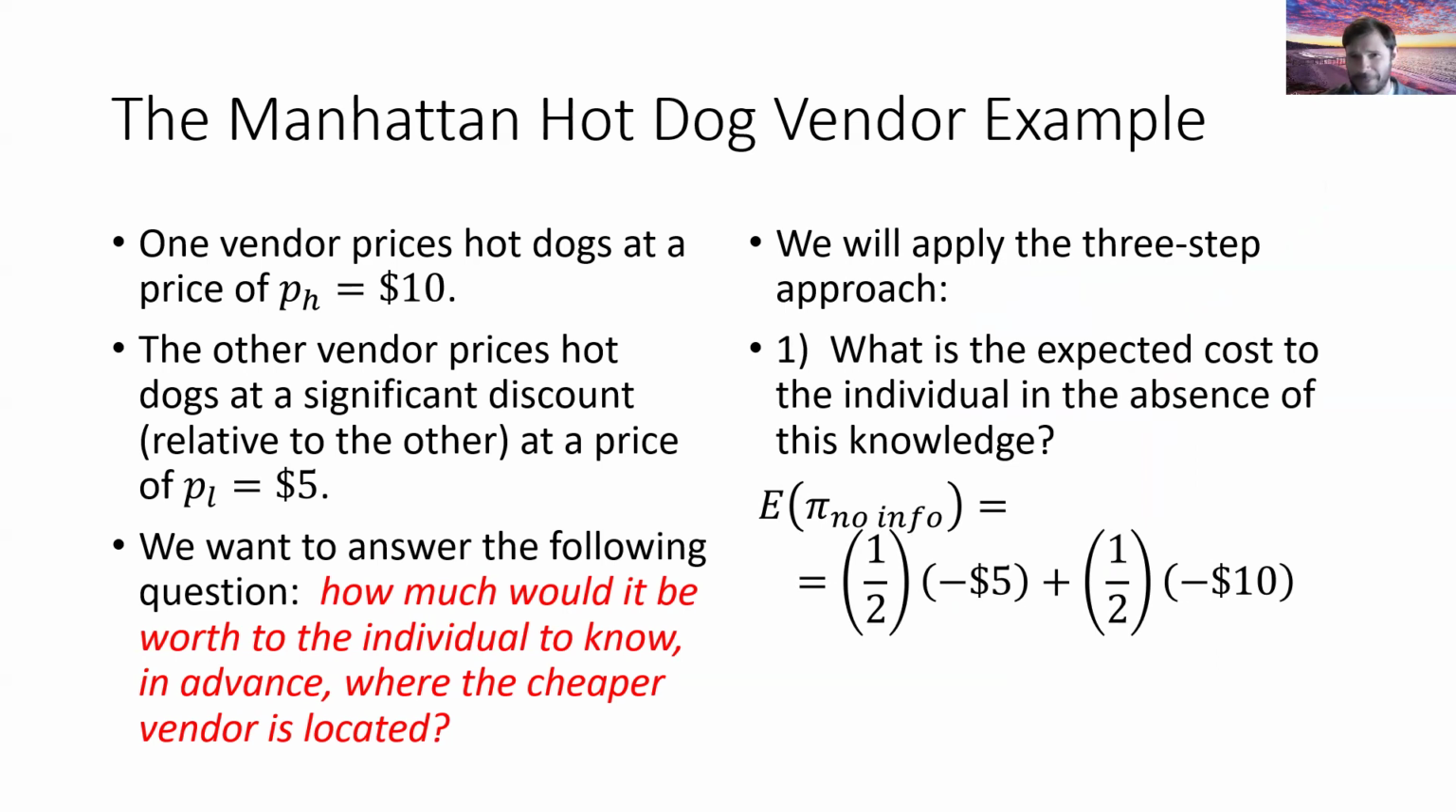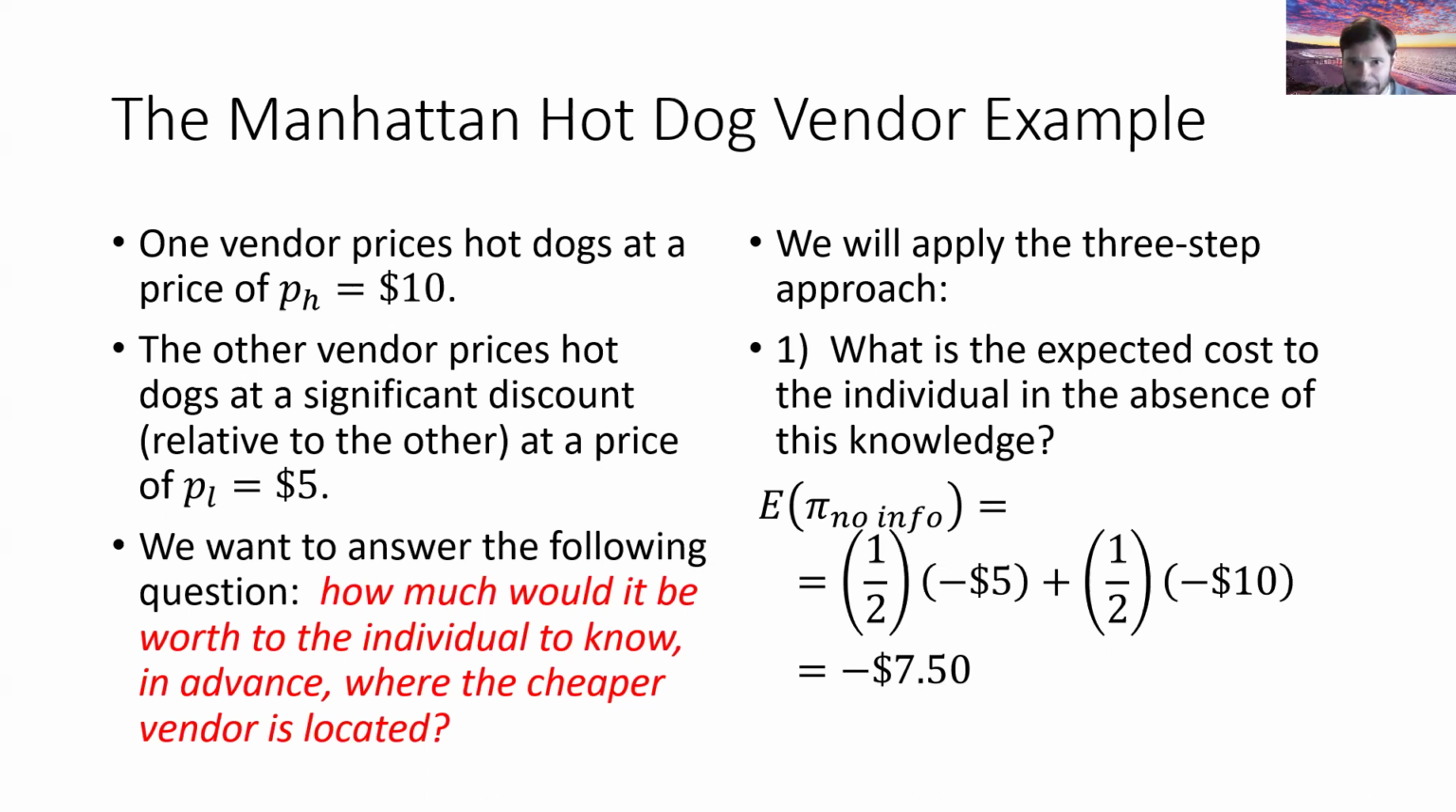You could also think about the negative there being consistent with an outflow if you're in the accounting vein of thought. So the average amount of payment that we would make, the expected payment with no information, would mean we face a 50-50 chance of either paying $5 or $10, which means on average we're going to be paying $7.50 in the absence of the knowledge of the cheaper vendor location.